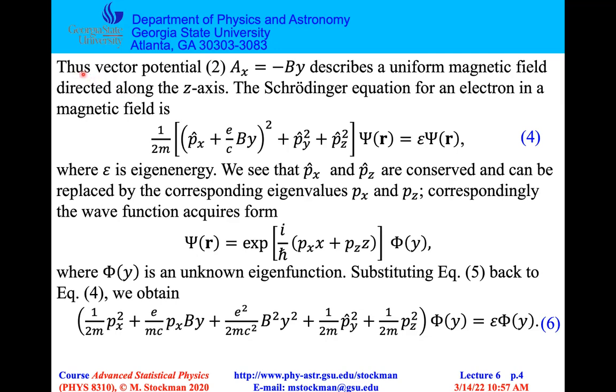So this statement summarizes what I finished the previous slide with. Vector potential Ax equals minus By describes a uniform magnetic field directed along the z-axis.